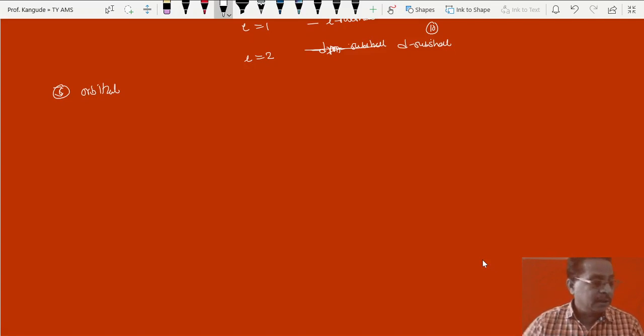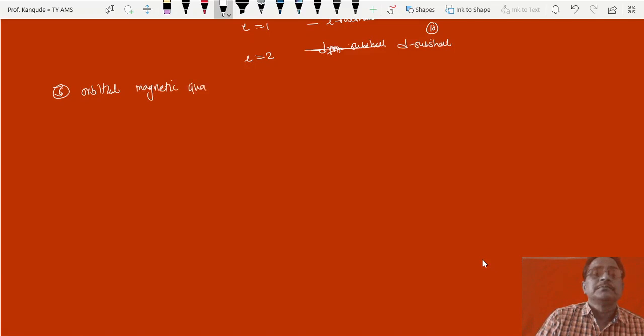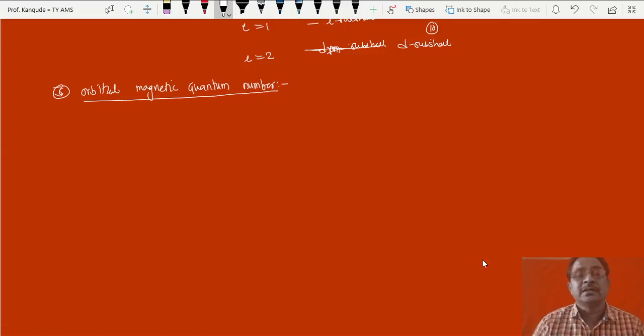So orbital magnetic quantum number. Okay, look. Very frequently students get confused between this second and third. Second is only the orbital quantum number, and third is the orbital magnetic quantum number.